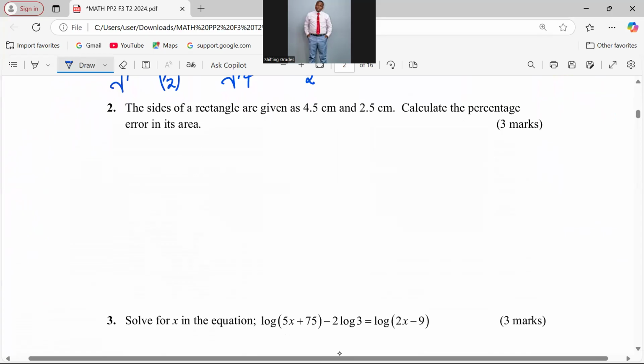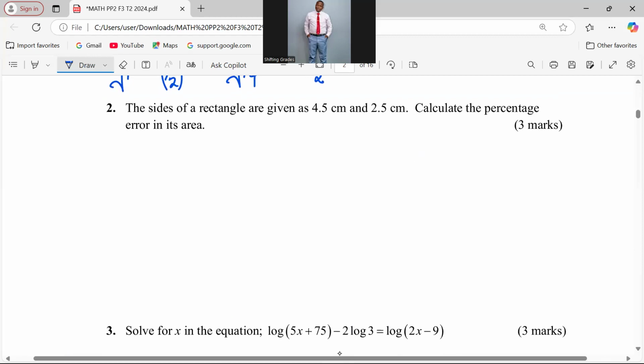Look at number 2 now, which is on errors and approximations. The sides of a rectangle are given as 4.5 centimeters and 2.5 centimeters. Calculate the percentage error in its area, the rectangle's area. The first thing we're going to do here is to identify the limits within which the dimensions have been recorded. Looking at 4.5 and 2.5, they have both been recorded to the nearest 1 decimal place.